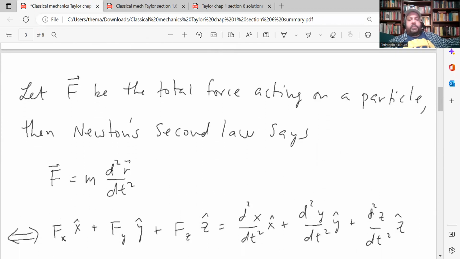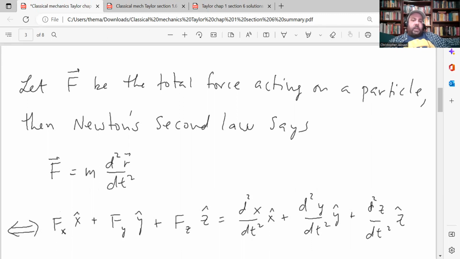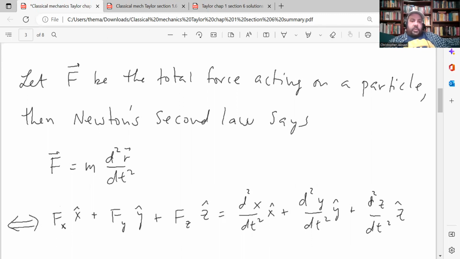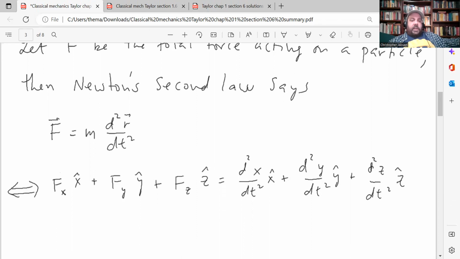In section 1.7, we're going to do it in polar coordinates, which is more difficult because the unit vectors are not constant with respect to time. That's what we'll do in the next section. But going back to this section, let F be the total force acting on a particle. Then Newton's second law says F equals m times a, the mass times the acceleration.